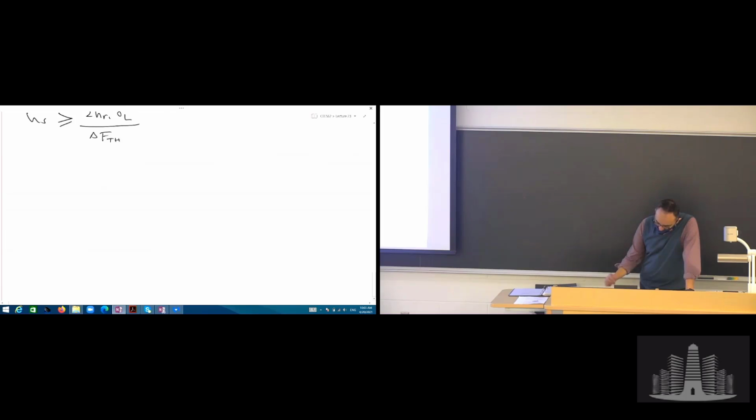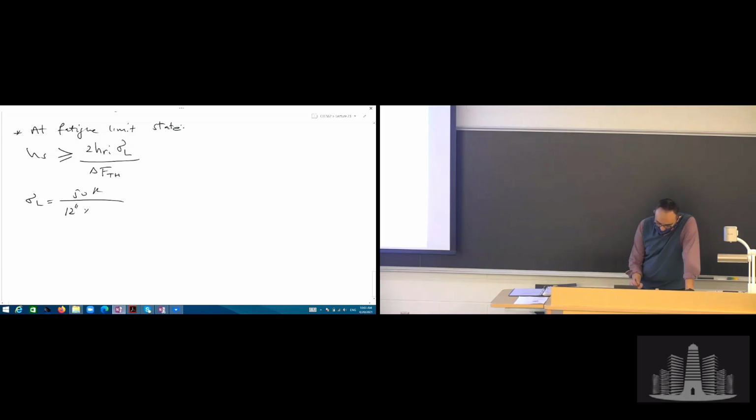So we need to calculate the sigma L. I don't think we have done that before. We know the sigma S, but not the sigma L. So the sigma L is equal to 50 kips divided by the dimensions we got, 12 times 18. So that is 0.231 KSI. Let's plug it in here. So the HS should be greater than or equal to 2 times 0.8 times 0.231 KSI divided by the delta FTH, which was given to us as 24 KSI. And the answer we get here is 0.015 inches.